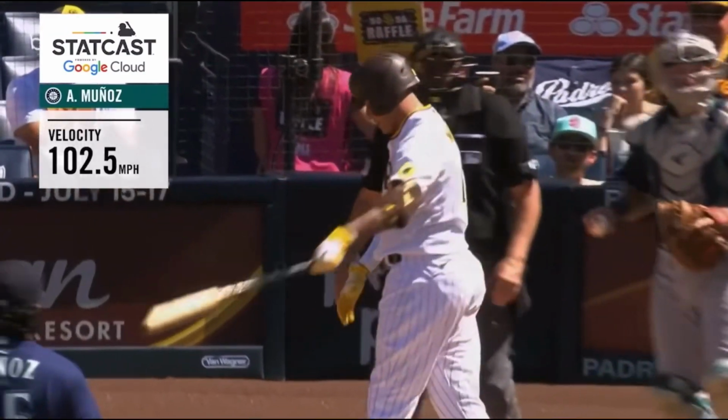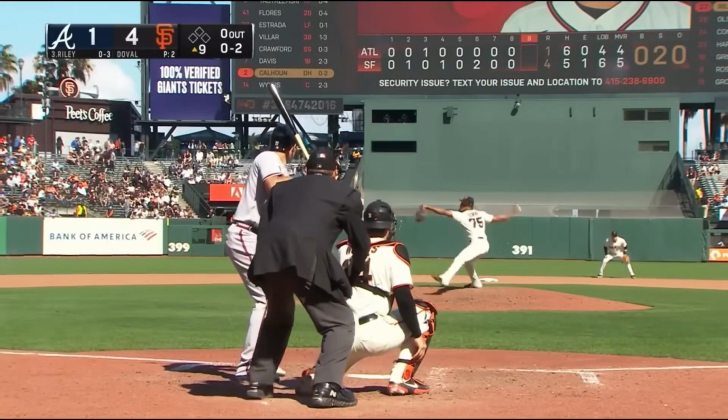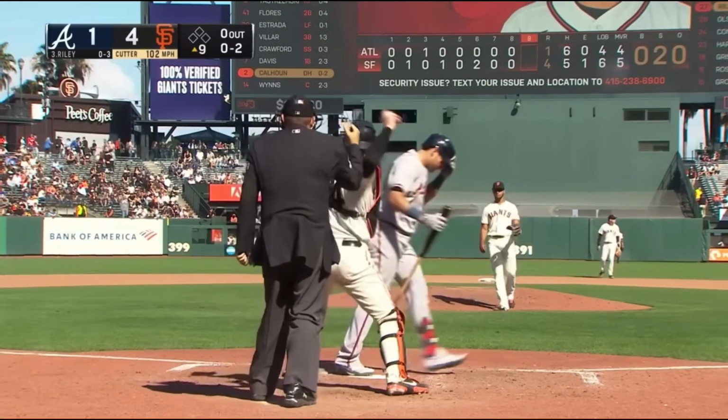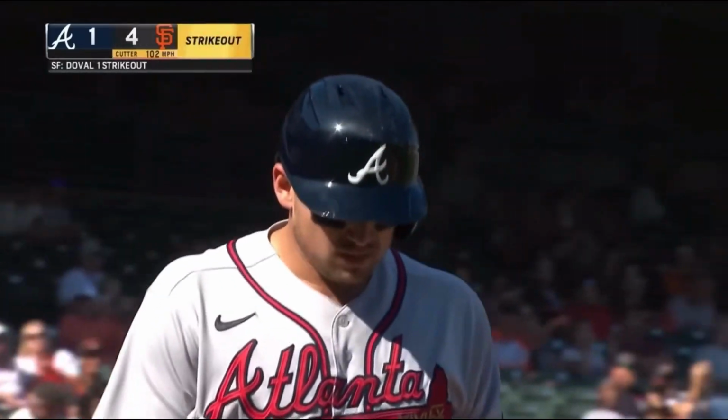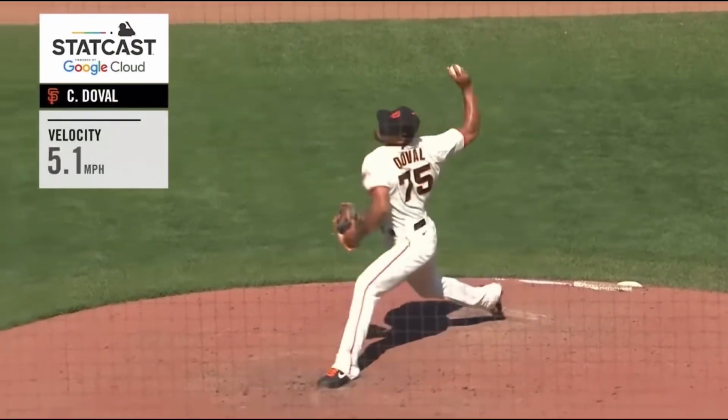This means that a batter has only 125 milliseconds to process whether to hit the ball or not. If they are even 10 milliseconds too early or late, they will miss the ball entirely or foul it off.